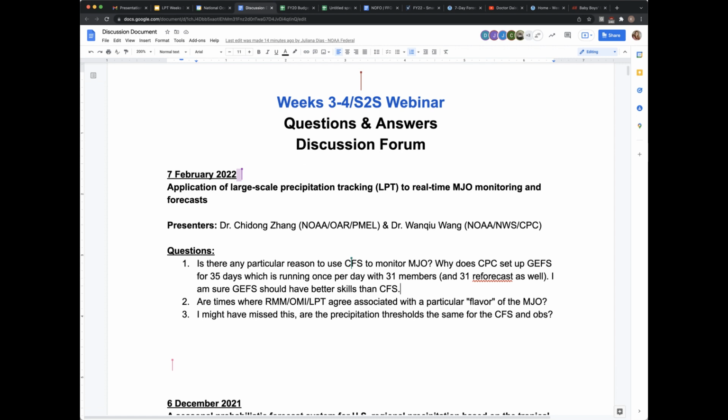The first question we have: is there any particular reason to use CFS to monitor MJO? Why does CPC set up GEFS for 35 days, which is running once per day with 31 members and 31 reforecasts as well? I'm sure GFS should have better skills than CFS.